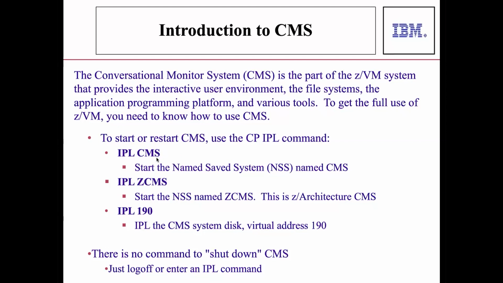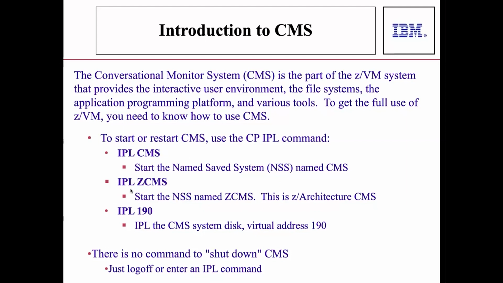So typically you just type IPL CMS. We also now have a z/Architecture CMS, so a 64-bit CMS, and I'll put an asterisk on that, meaning it will run in a 64-bit environment, but CMS is still a 31-bit addressing, 32-bit data operating system. It really runs and only uses up to 2 gigabytes of storage, of memory.